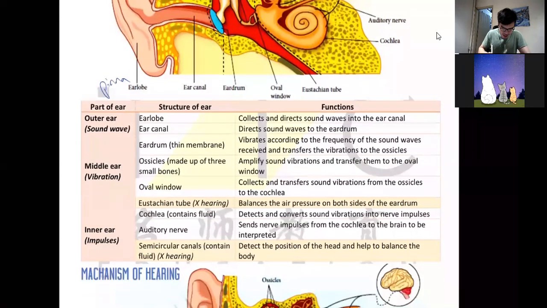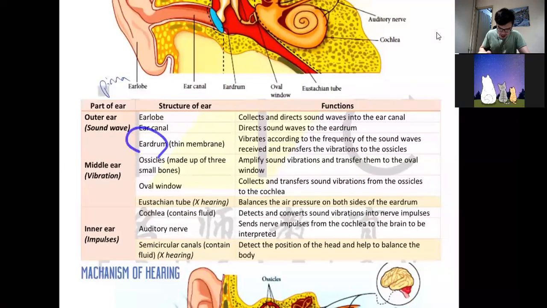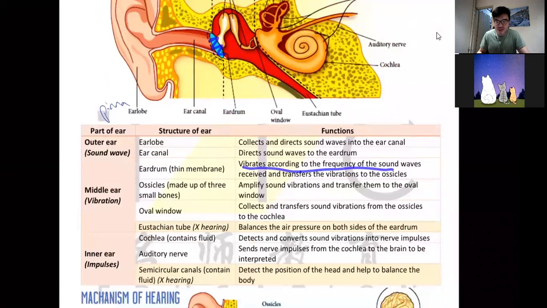All right, so let's look at our eardrum. This thing vibrates according to the frequency of the sound. Bergetar mengikut frequency. Do you know what frequency is again? We learned this in Form 2, Chapter 9, right? When the frequency is very low, the graph is very far apart. When the frequency is high, the graph is very close. High pitch, low pitch. Remember?